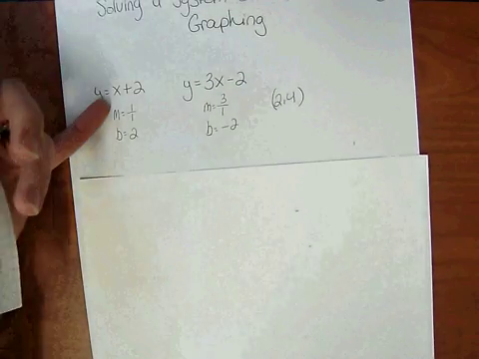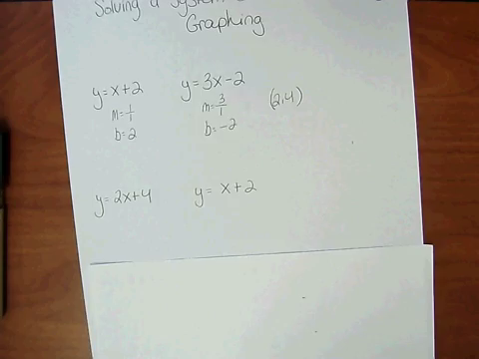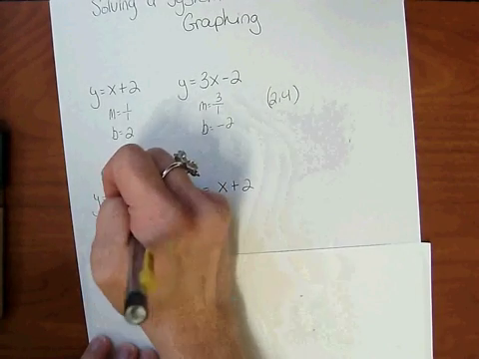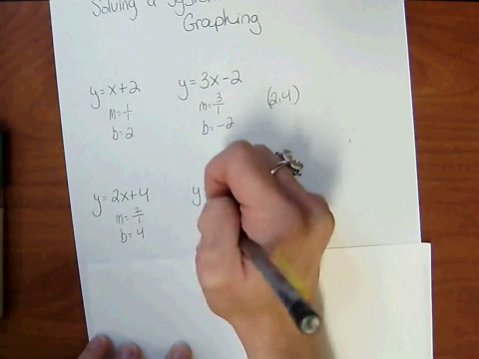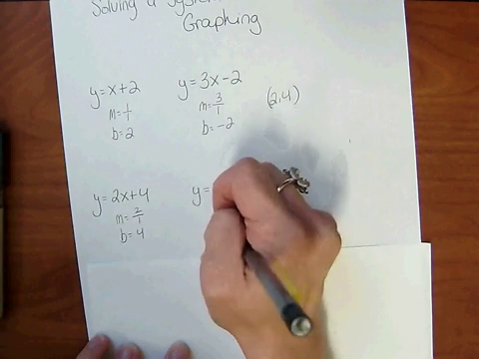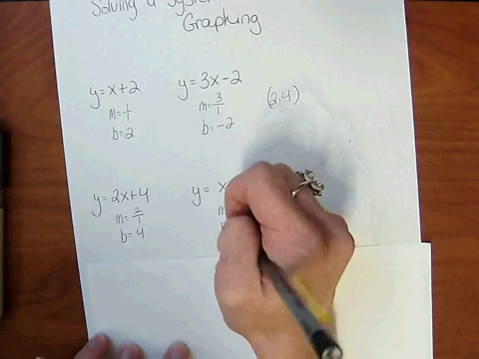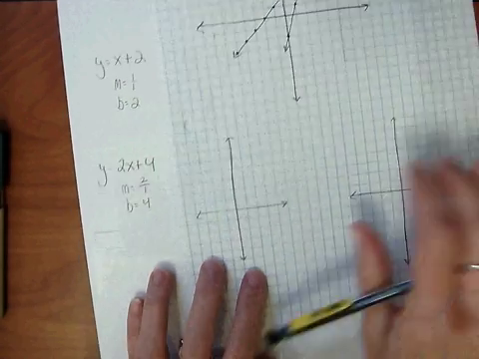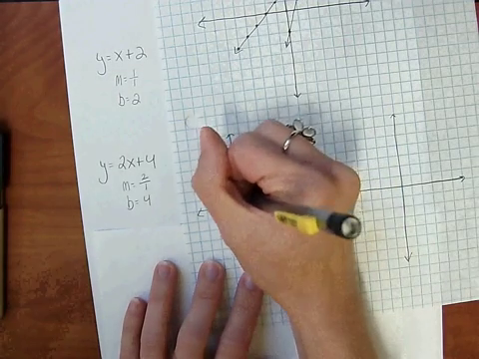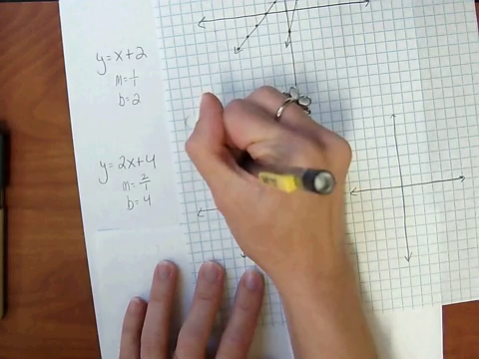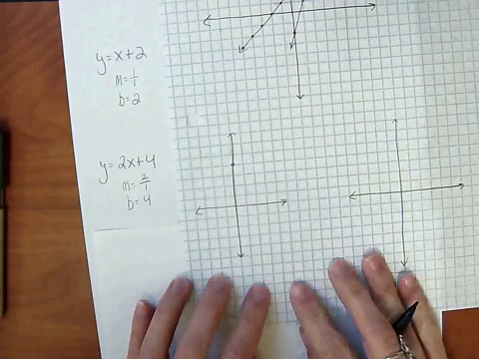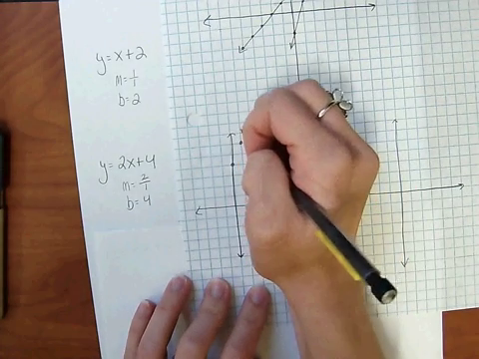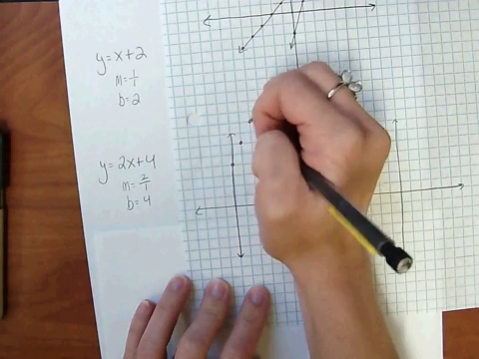Okay, so the next system, again, go through, find slope and y-intercept. So 2 over 1, 4. Slope is 1 over 1. Y-intercept is 2. So again, graph your first line. Go to where y is 4. And then we're going to rise 2, run 1. Rise 2, run 1.